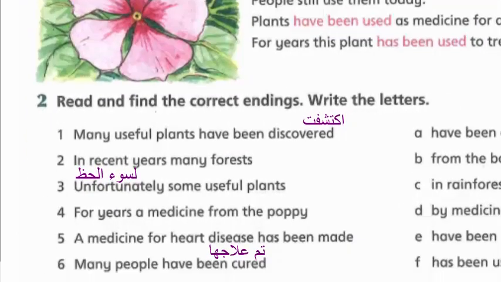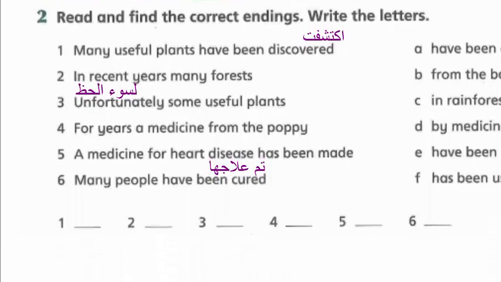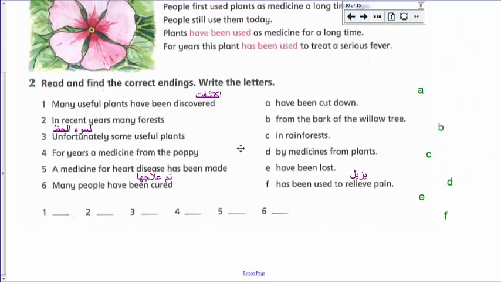Question number 2, or exercise 2. Read and find the correct endings. Write the letters. Here we have the beginning of the sentence. Here we have the ending of the sentence. So we are going to match them correctly. But first you have to read column 1 and column 2 in order to find out which sentence goes with the other. Many useful plants have been discovered. Where do you think the correct answer is? Yes, C, in rainforest. So the first answer will be C.